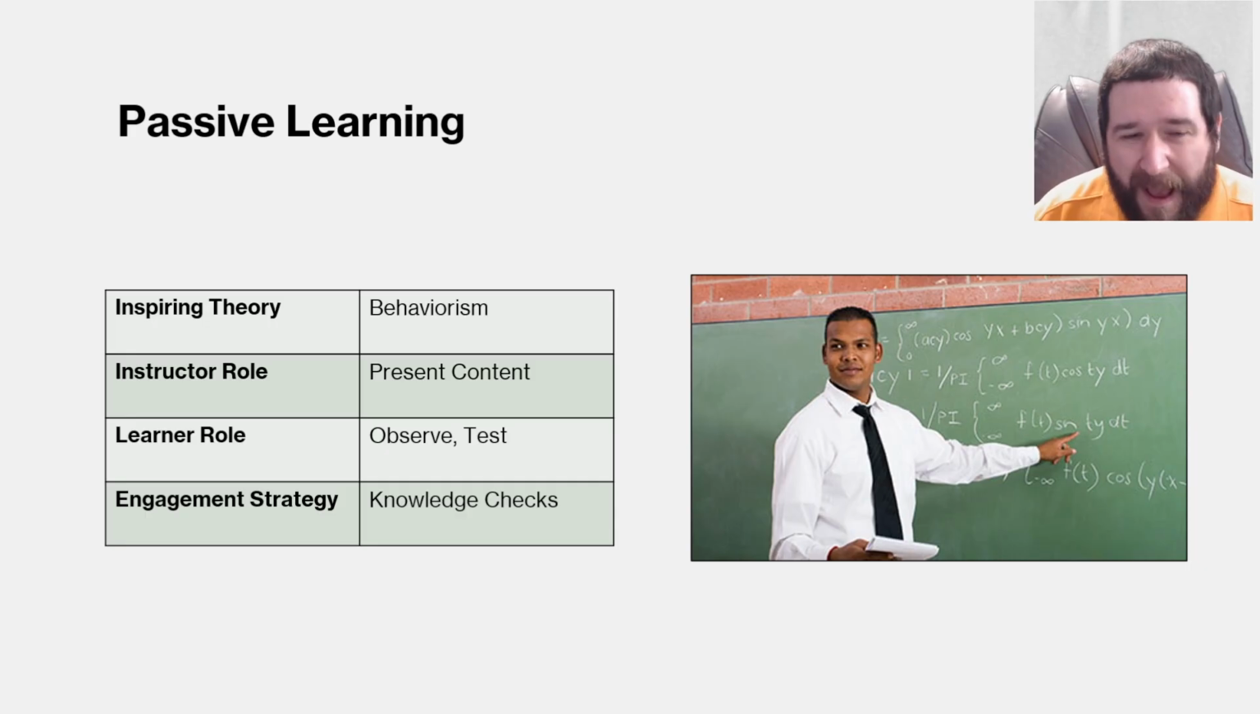Okay? When I think of passive learning, I often think of behaviorism, because we're teaching students something and we're observing their behavior on a test afterwards. Okay? Now, passive learning is very useful. It's essentially direct instruction, and it happens a lot. And a good way to see if that direct instruction is taking hold is by doing knowledge checks, right? We're going to take a look at that here in a sec.